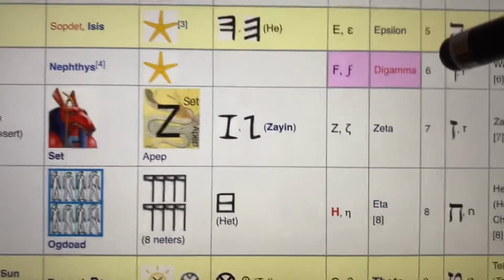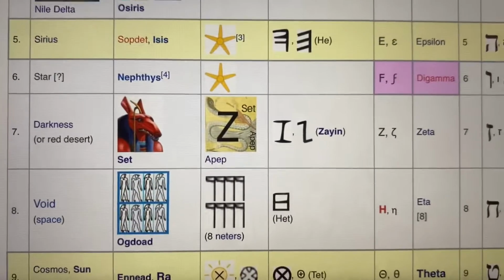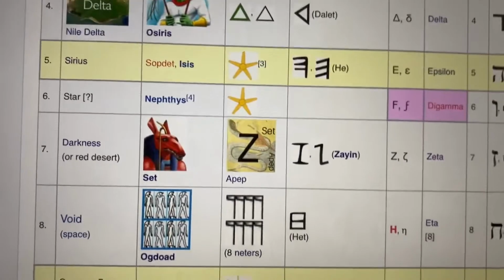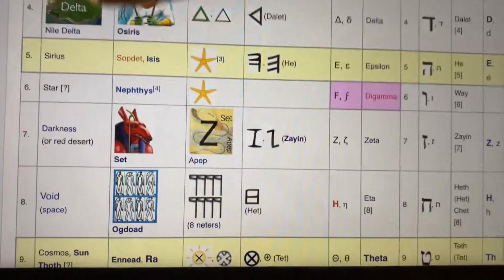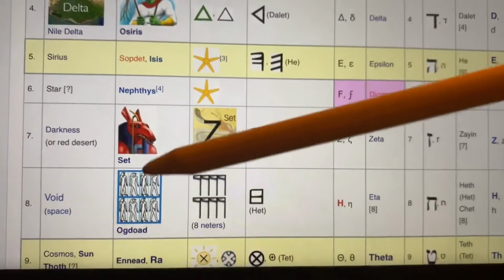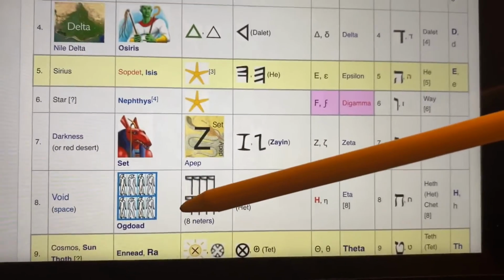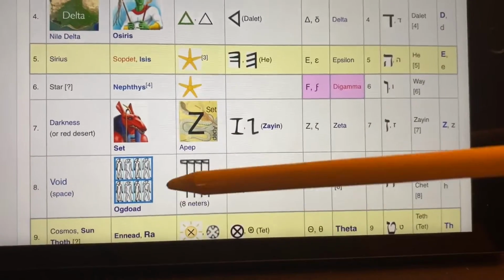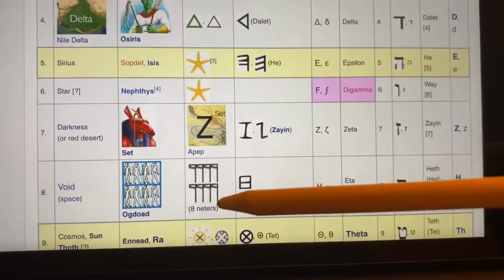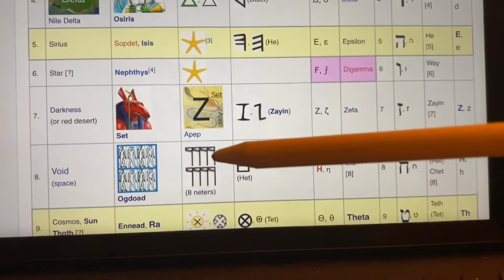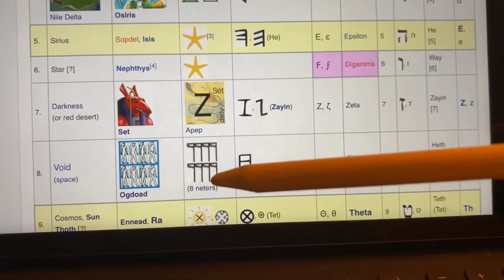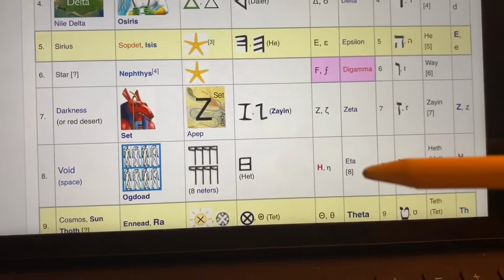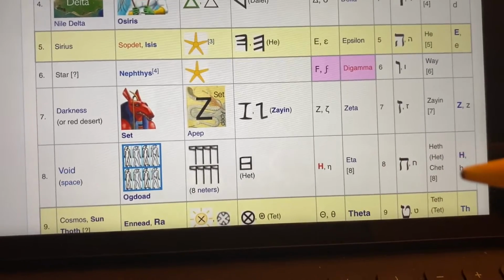Now, letter 8, as we've touched on, comes from the Egyptian Ogdoad, which means void or space. And conceptually, this is a cipher to the fact that letter 8, which means H, has 8 water gods, becomes 8 meter signs, or these are mallets or hatchets, multiplied 8 times, which gives the letter H, or Het in Phoenician, Eta in Greek, or Heth in Hebrew.